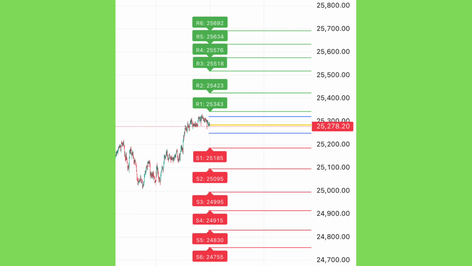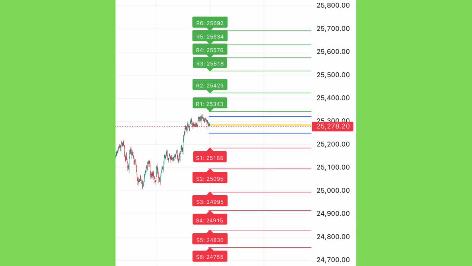If the index fails to hold above 25,250, we might see quick short buildups and profit booking from yesterday's buyers. However, if Nifty shows early strength and crosses 25,343, R1, with volume, a short covering bounce can't be ruled out. So keep your eyes on how the first 15-minute candle behaves after market open.